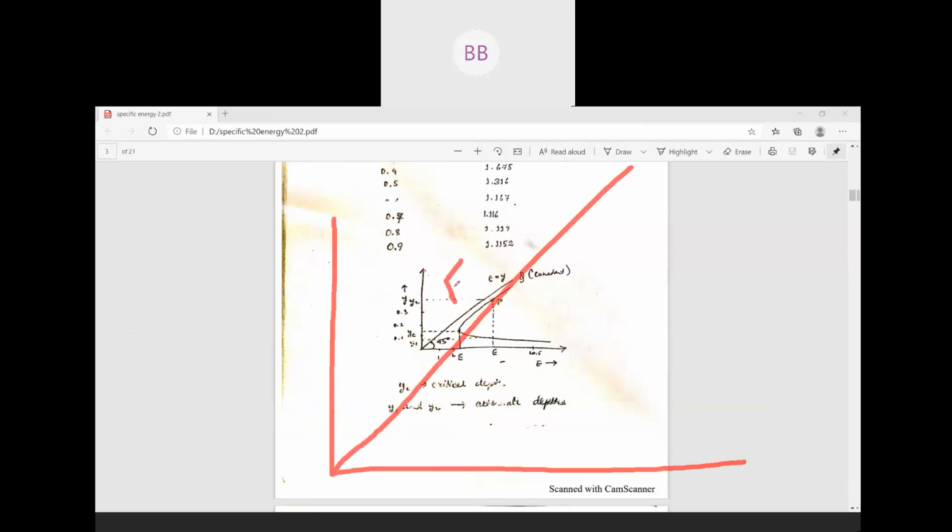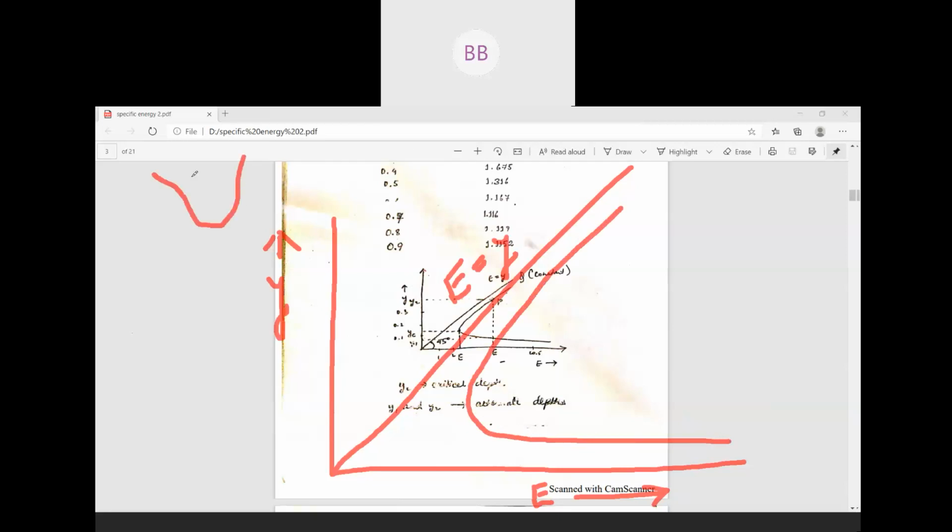This is at 45 degrees, E is equal to Y. This is your Y, and this is your E value: specific energy and depth of flow. Then for a particular discharge, we will have one curve. Suppose you consider any cross section. For that particular cross section, for a particular discharge Q, you'll have one specific energy curve.